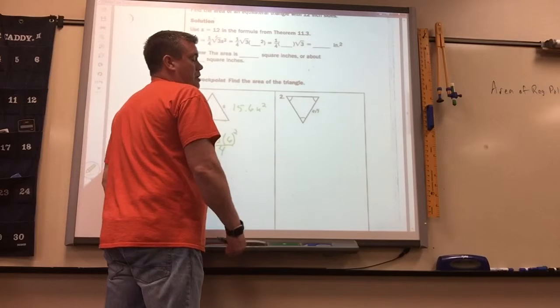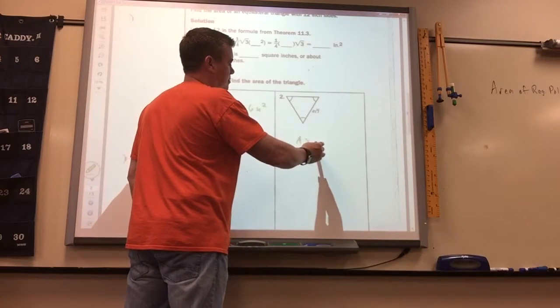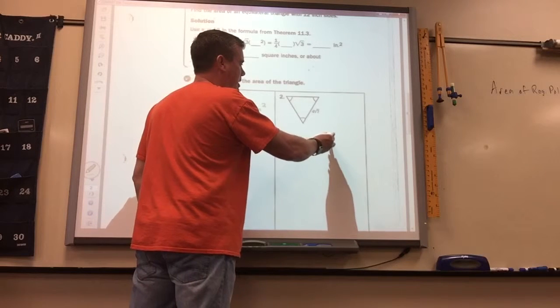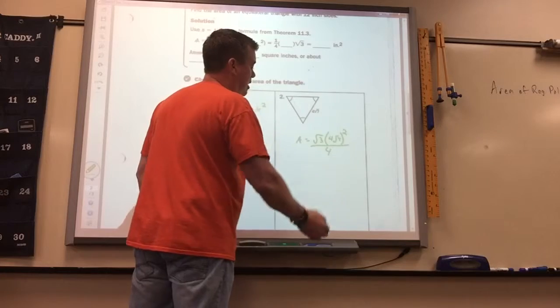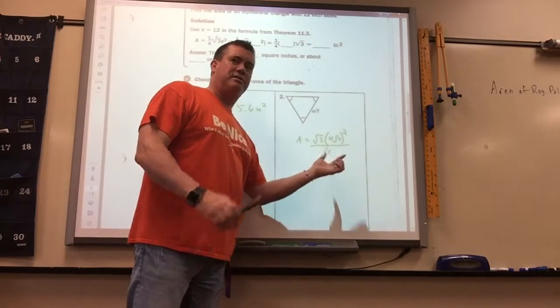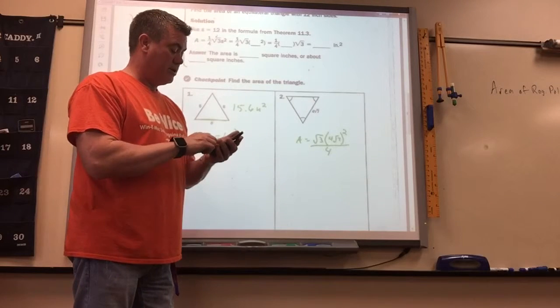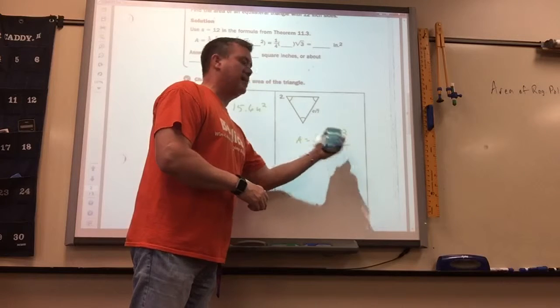Here, if it's 4 square roots of 7, using the formula, it's the square root of 3 times 4 square roots of 7 squared divided by 4. Now, when you use the calculator like this, you're going to want to put it in parentheses. So square root of 3 times, put a parenthesis, because both of these got to be squared.